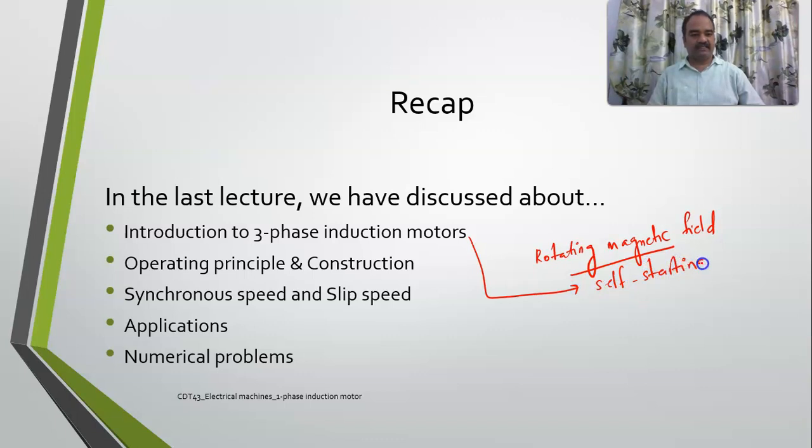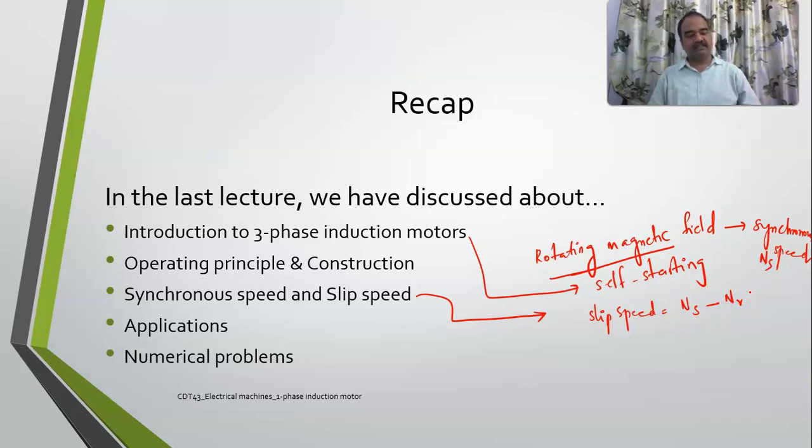And we have seen that induction motors never run at synchronous speed, and the difference between the speed of the rotating magnetic field, which we call synchronous speed, and the speed of the rotor is called slip speed. This is ns minus rotor speed. This is called the slip speed.